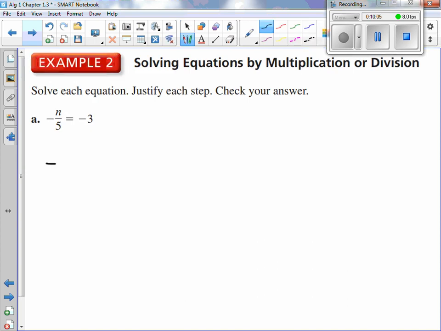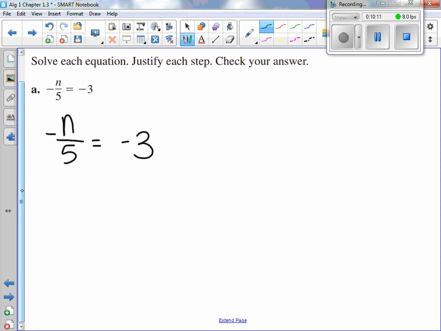So our first equation here, negative n over 5 is equal to negative 3. Now again, we're wanting to solve for the value of n. We want to get n by itself. So what we can do to get n by itself is multiply both sides by negative 5.